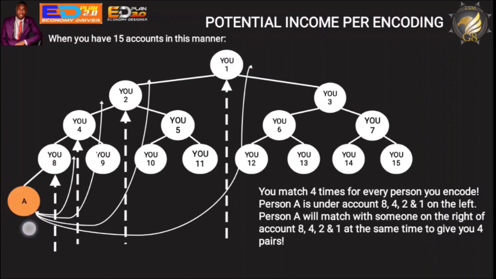So for each and every encoding, if you have 15 accounts, you're going to make 1, 2, 3, 4 pairs. That will be 4,800 times 4. So you will match 4 times for every person you encode. Person A is under account 8, account 4, account 2, and account 1 on the left side. Person A will match with someone on the right side of accounts 8, 4, 2, and 1 at the same time to give you 4 pairs. And that is how you increase your income. Same effort, 4 times the income, okay?